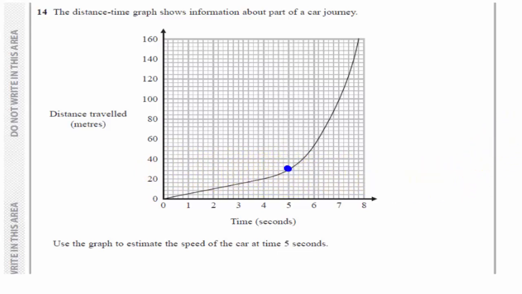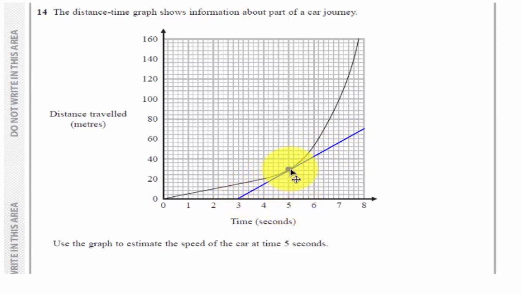And a piece of knowledge that you need to answer this question is that the gradient of the curve here at 5 seconds is the speed of the car. We don't know how to work out the gradient of a curve at the moment, but the best way of approaching it is to draw a tangent, a straight line that's just brushing the point that we need. So we need the speed at 5 seconds.